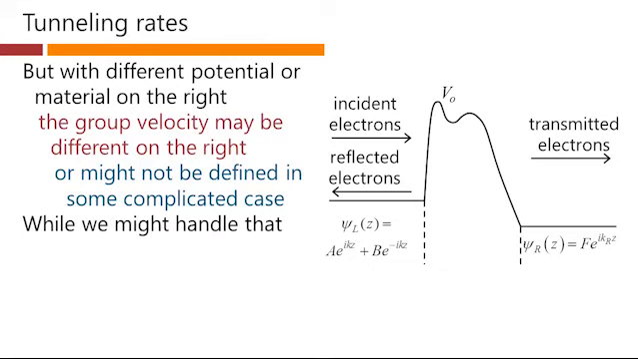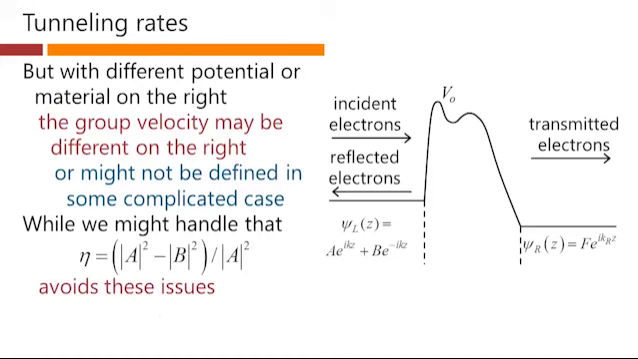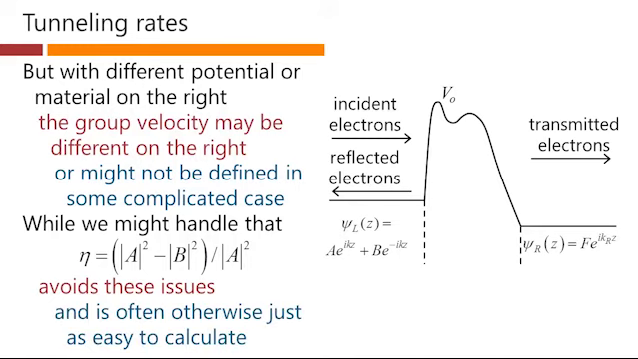While we might handle that situation, there are ways we could deduce all of this from the forward current. This expression is always correct and avoids these issues. As long as our potential is uniform over here, it doesn't actually matter what happens to the potential over there. If we knew A's and B's that were solutions of this problem, we could deduce the transmitted current from this expression. And it is often otherwise just as easy to calculate this as it is to calculate that one in practice.